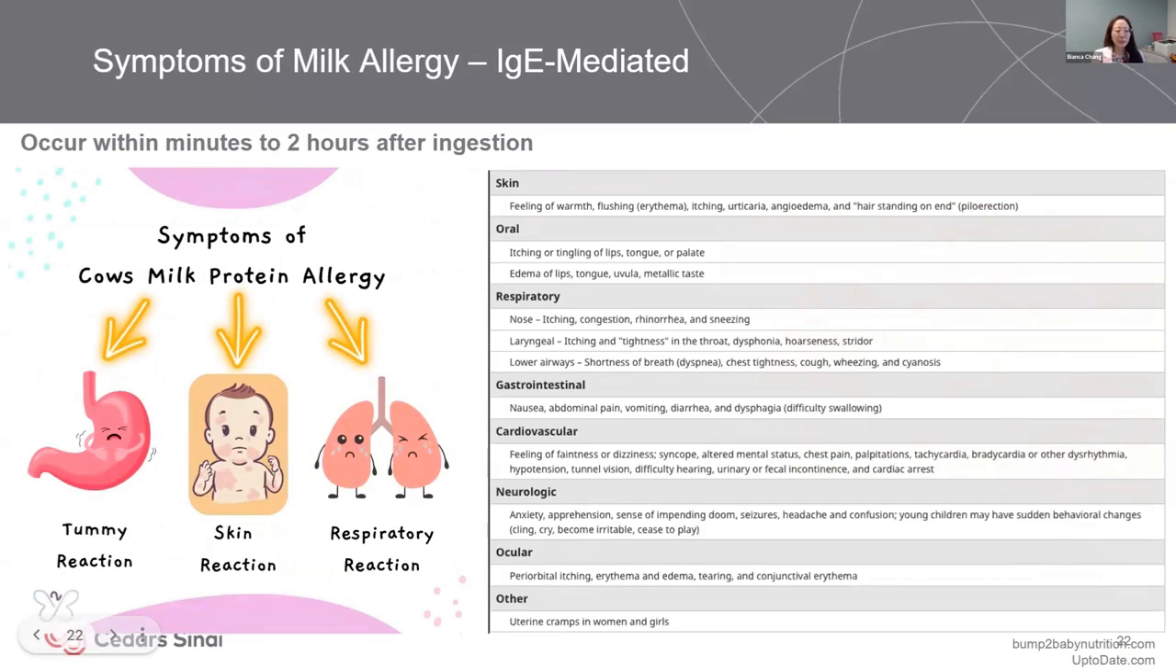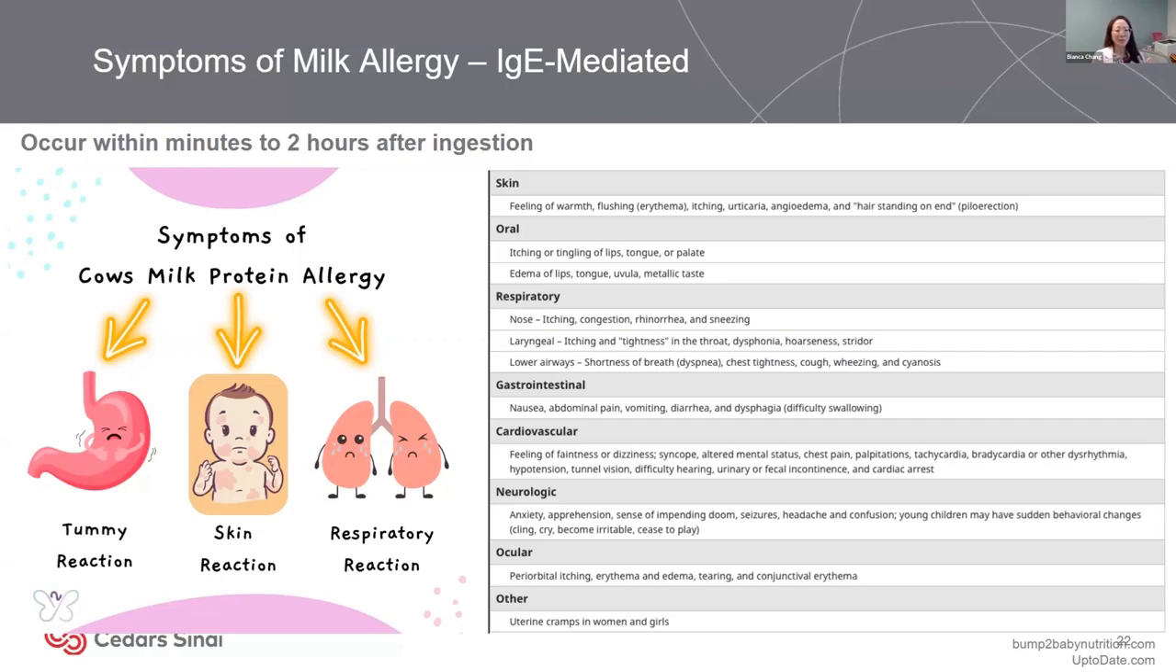When should we suspect that we have an actual milk allergy? There are different symptoms that we look for depending on whether it's IgE mediated or non-IgE mediated. And IgE is just a specific type of antibody that is active in allergic reactions. We're talking about kids now, because it's very uncommon in adults. Symptoms of an IgE mediated milk allergy tend to occur within minutes to 2 hours after ingestion.